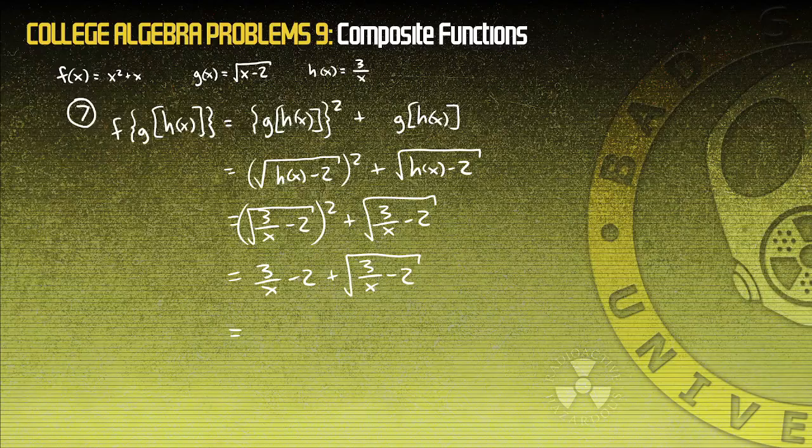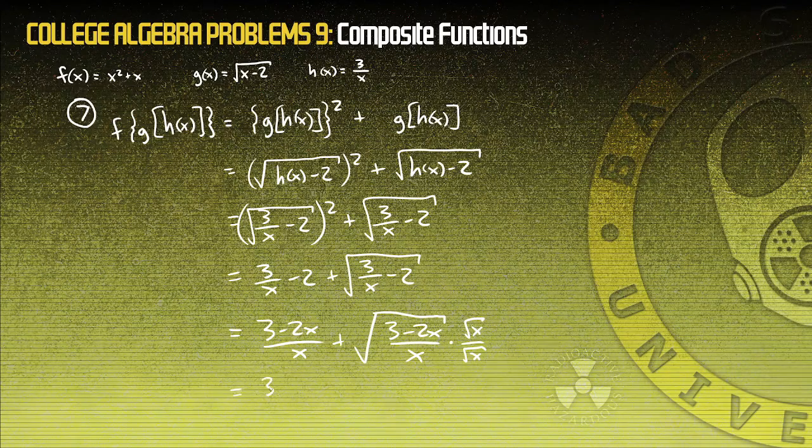Let's simplify the fractions a little bit. So 3 minus 2x over x plus the square root of 3 minus 2x over x. So if you want to simplify this even further, just to turn this into one fraction, you can multiply this term by the square root of x over the square root of x, because x over here is just the square root of x squared.